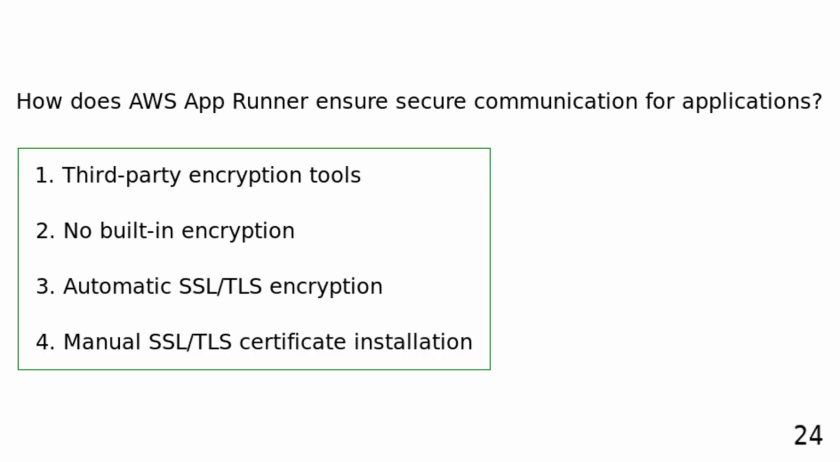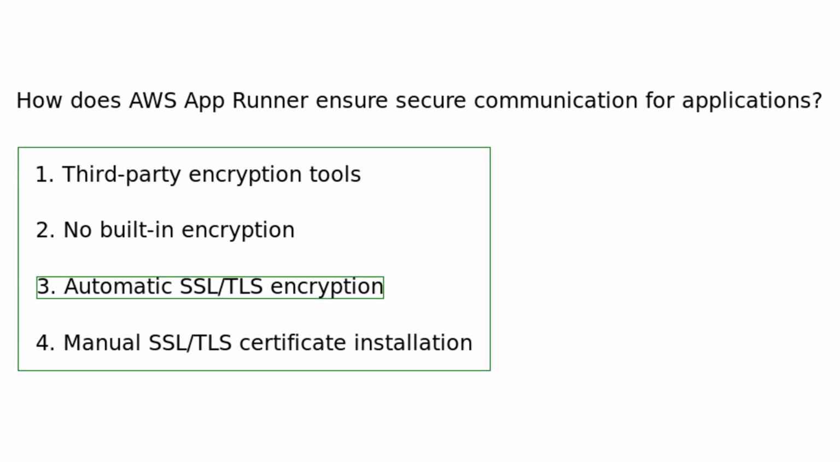How does AWS App Runner ensure secure communication for applications? Third-party encryption tools. No built-in encryption. Automatic SSL/TLS encryption. Manual SSL/TLS certificate installation. AWS App Runner ensures secure communication by automatically handling SSL/TLS encryption for all applications.